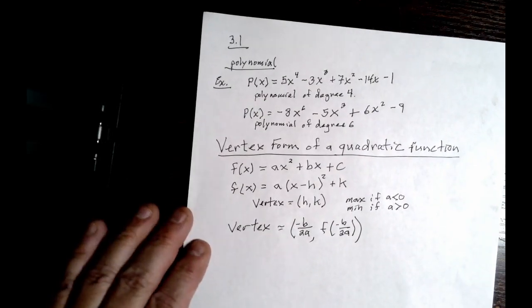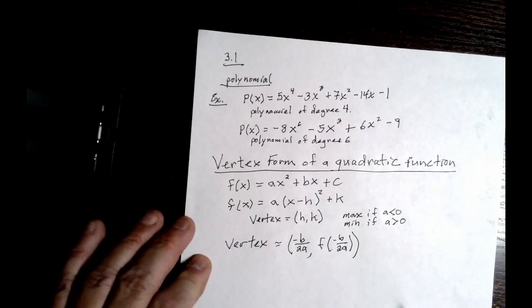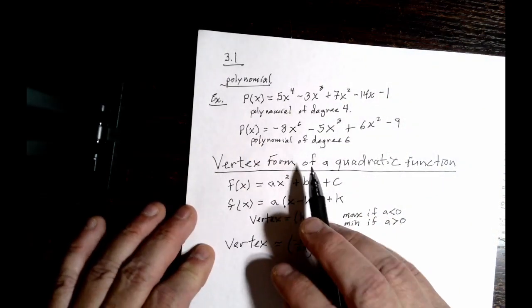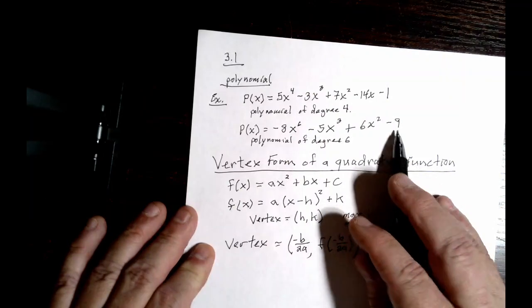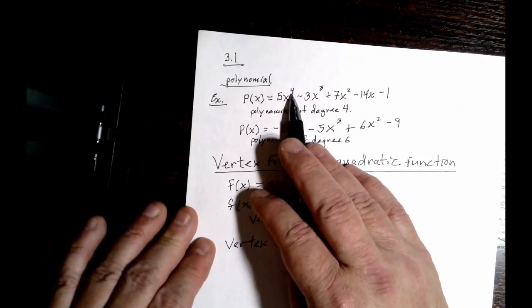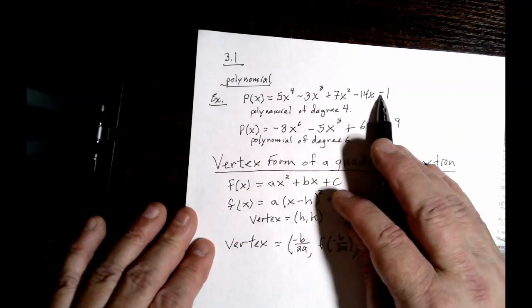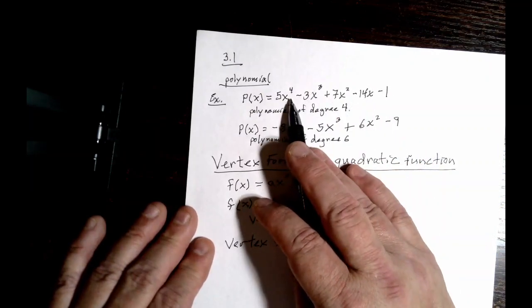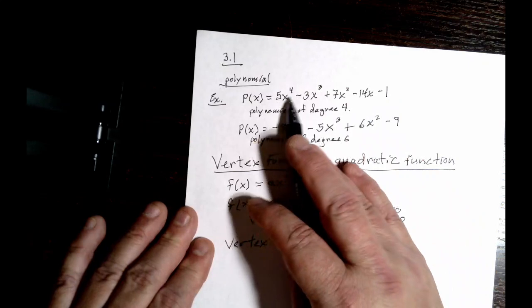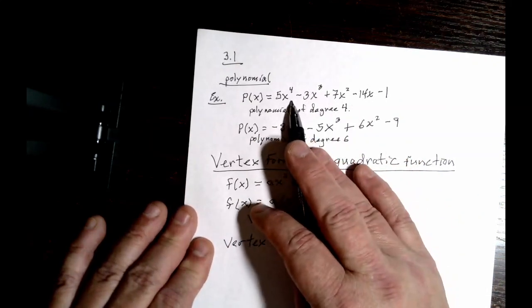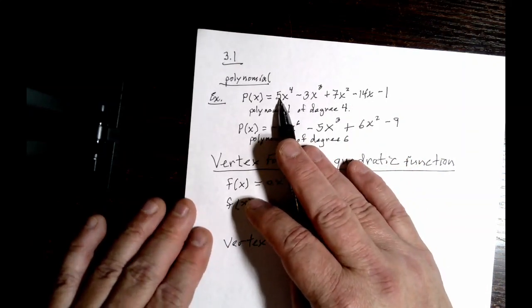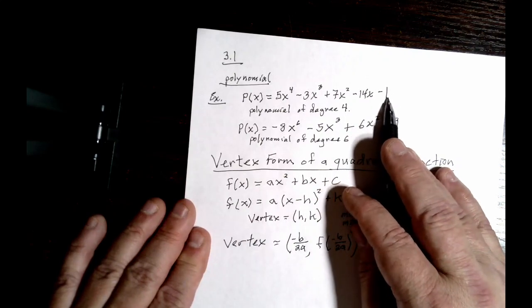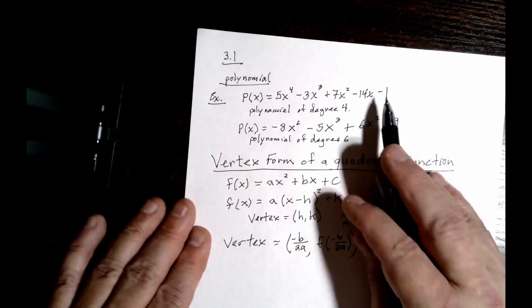Alright, let's look at 3.1. 3.1 talks about polynomials. And here's two examples of polynomials. Notice this one has a fourth degree, third degree, second degree, first degree, and 0 degree. So these terms, things that are being added or subtracted, typically have a letter and a number called a coefficient. And some of them, like the constant term, don't have a letter.